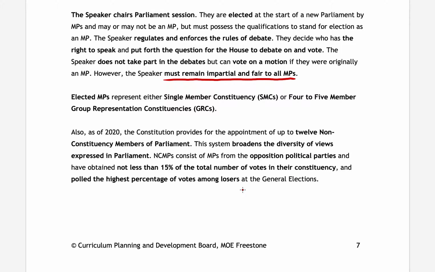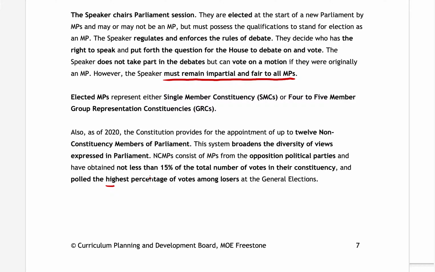The best losers. Although these people don't have their own constituency, which means they don't run their town council or do meet-the-people sessions, they are just there in Parliament to broaden the diversity of views, so a more diverse representation of citizens. Why? Because the fact that they polled so high, although they did not win, already means something: quite a good number of Singaporeans actually want these people in Parliament.